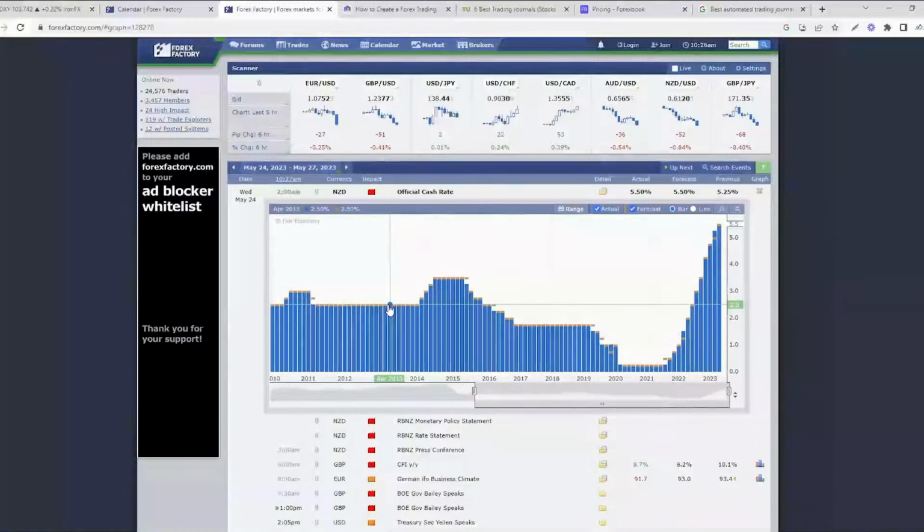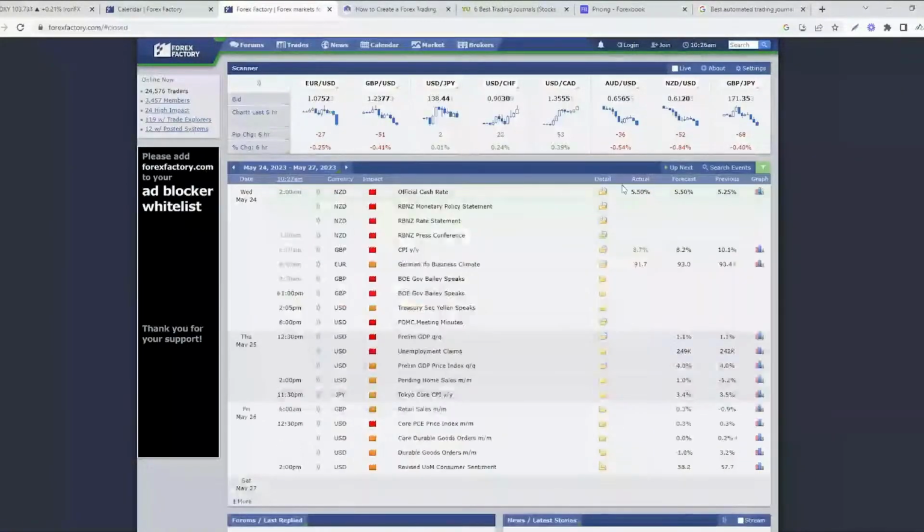The Reserve Bank of New Zealand raised their interest rates earlier today, at 2 a.m. GMT, so very early in the morning GMT time. They raised it from 5.25% to 5.5%, in line with forecasts.